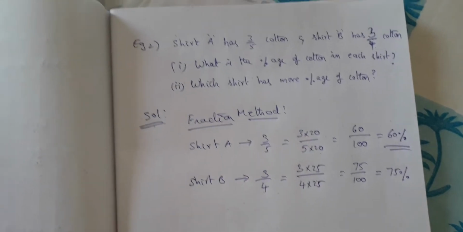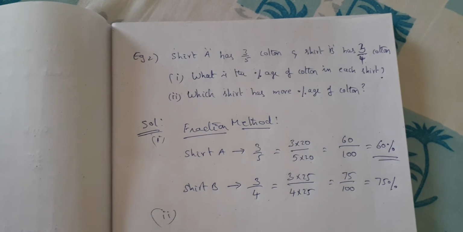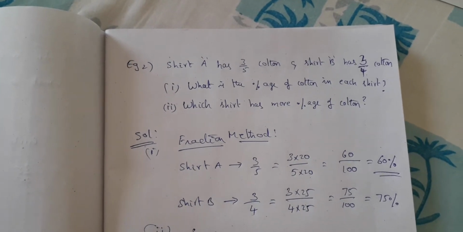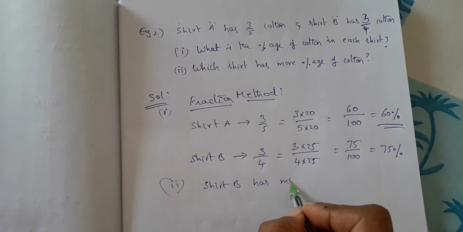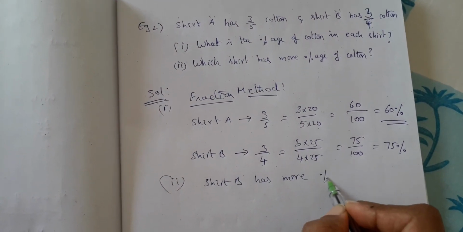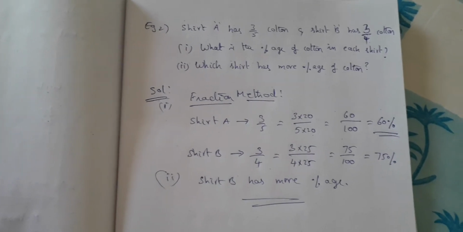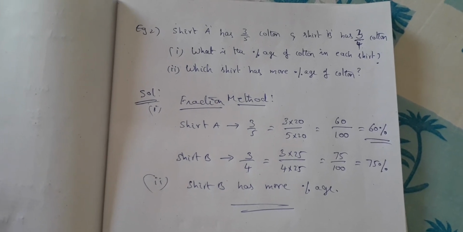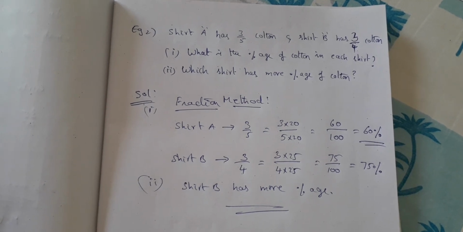Now what's the second part? The second part of the problem is very silly, right? Which shirt has more percentage? Shirt B has more percentage. So, right children, pause the video. Listen to the problem once again if you don't understand. But it is the easiest way of solving it.